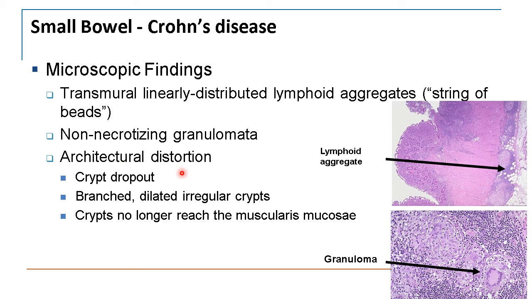Architectural distortion of the crypts, with crypt dropout. You will not find or see them. Branched, dilated, irregular crypts, as we saw in the previous slide. Crypts no longer reach the muscularis mucosae and become shortened.